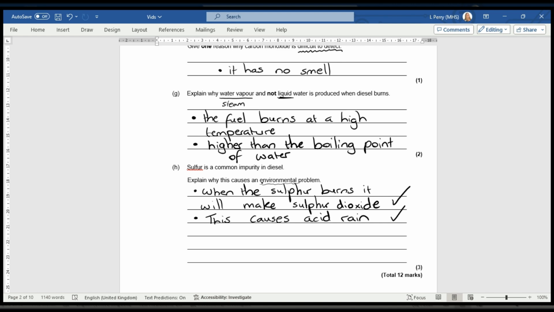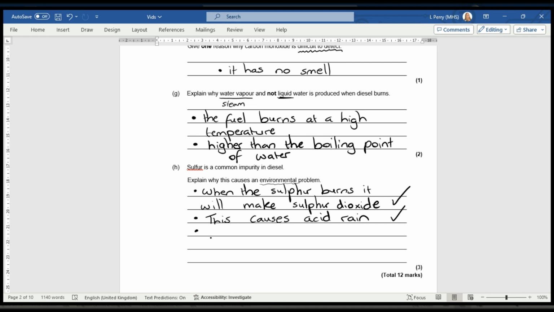And I need to know the environmental problem. So I need to say, well, why is acid rain a problem? Now, there's loads of reasons why acid rain is a problem. I could put any of them. I could say it damages buildings. If it gets in lakes, it can harm fish. It can harm trees. Any of these things I can put.